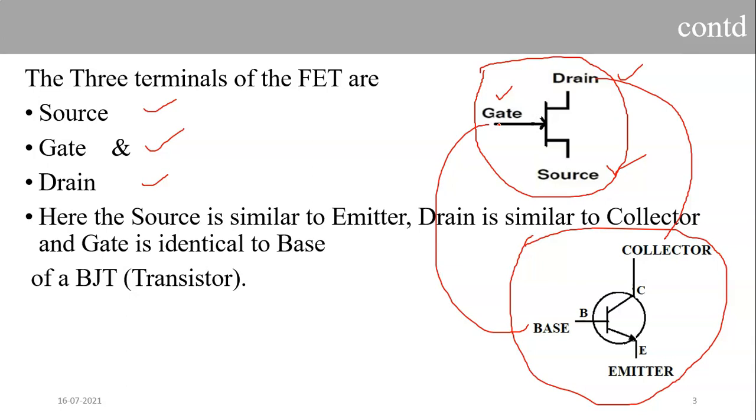So what is the conclusion? A FET is a three-terminal device. The terminals are source, gate, and drain, whereas a BJT is also a three-terminal device where the three terminals are base, collector, emitter. I think you are able to see this clearly.